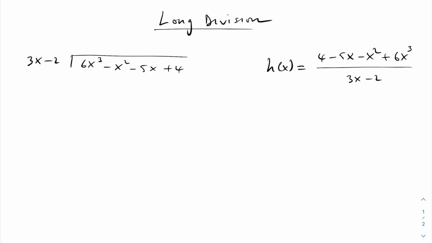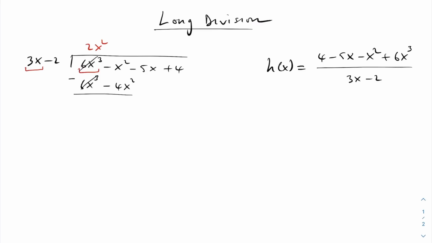First things first, our leading terms here are 6x cubed and 3x. If I divide those two, I'm going to get 2x squared. And so multiplying the 2x squared by the divisor is going to give us 2x squared times 3x, which is going to give us 6x cubed. And then 2x squared times negative 2 is going to give us negative 4x squared. Subtracting these two expressions is going to cancel out the leading terms here.